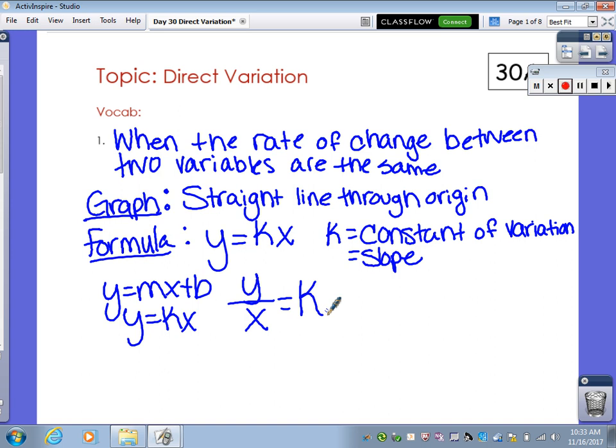So to run over that again, direct variation occurs when the rate of change between the two variables are the same. It's a straight line through the origin. If you go back to the babysitting example I gave, it makes sense it has to go through the origin, because if you don't work any hours, you don't get paid, so they're both at 0. The formula is y equals kx. K is your constant of variation, which is essentially your slope. And it's just like mx plus b, except instead of m, you write a k, and your b is always 0.